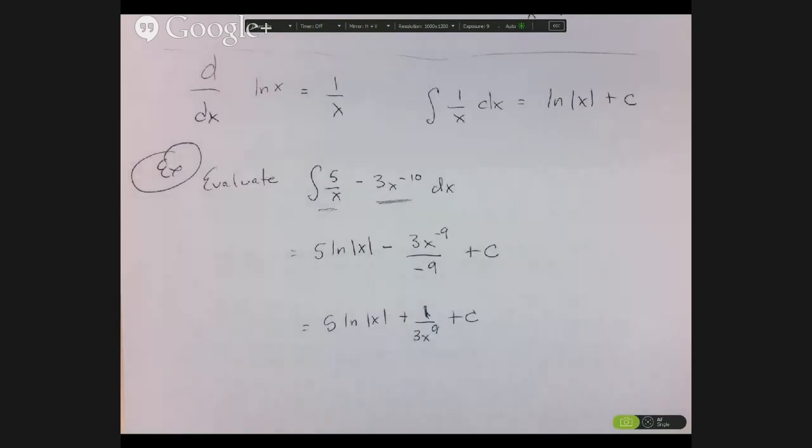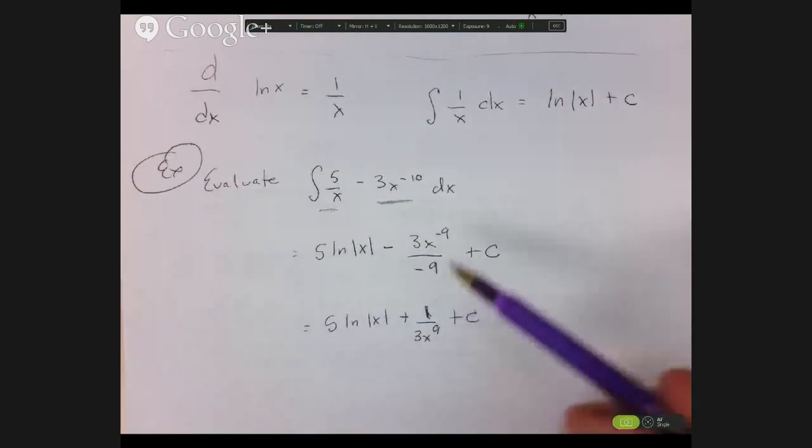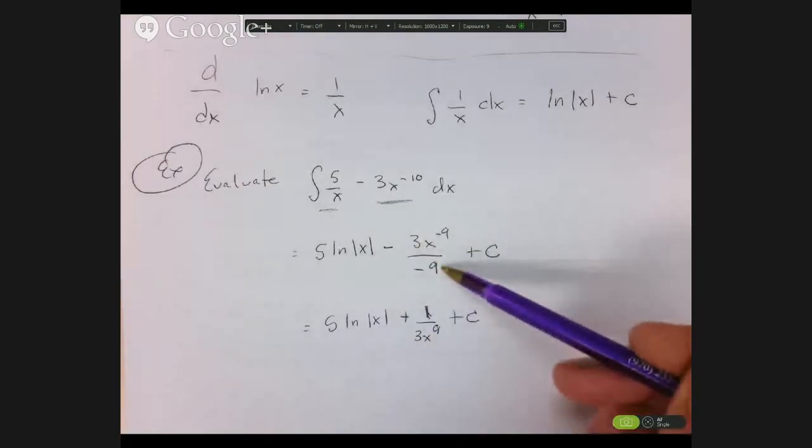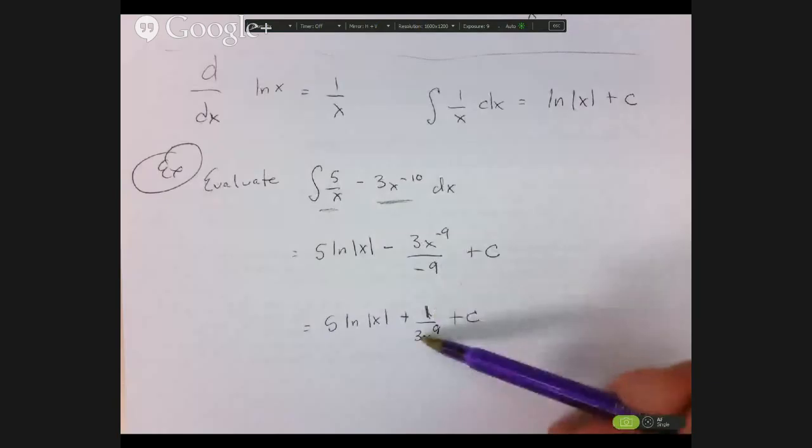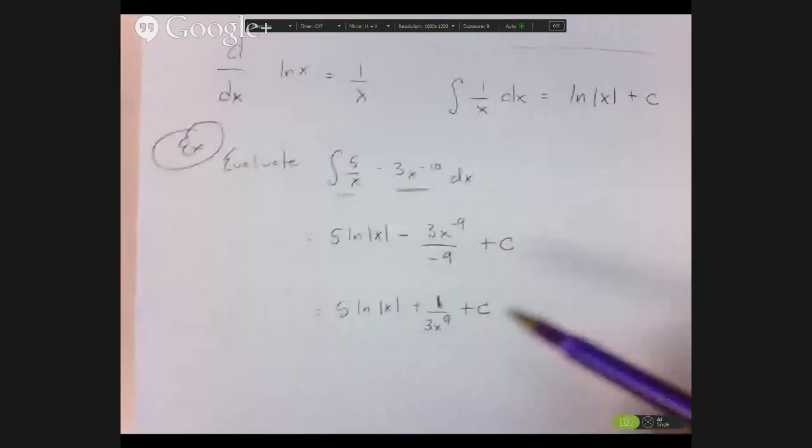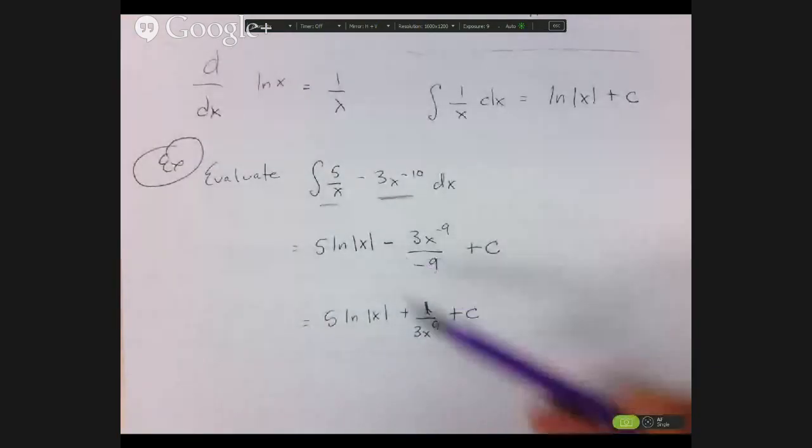Any questions? It's 3 over 9, which is 1/3. And then it's negative, so positive. Okay.